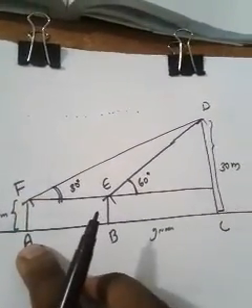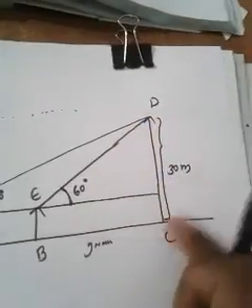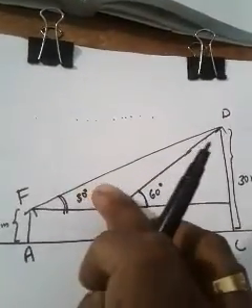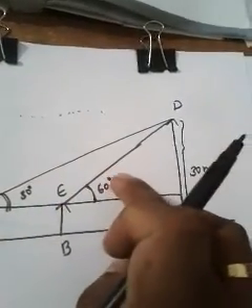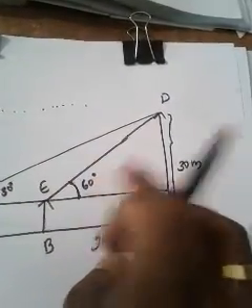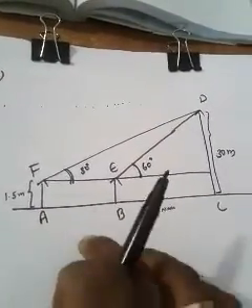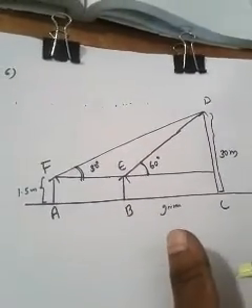AF represents the height of the observer and CD represents the height of the building. And first his angle of elevation was 30 degree. After some time it became 60 degree. And here AB represents the distance he walked towards the building. You may understand all those things, isn't it?